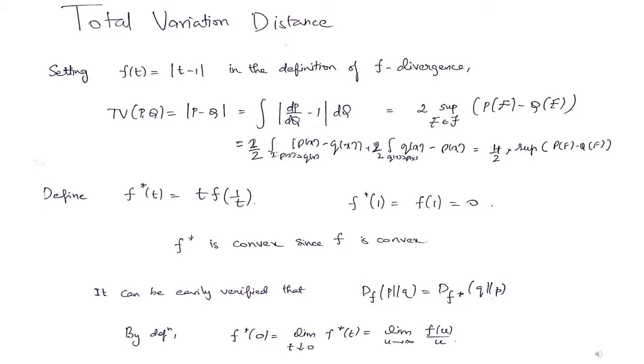Now let's define the perspective function f star of t, which is basically t into f of 1 by t. Since f is convex, f star is also convex. And also, it can be easily verified that f star of 1 equals f of 1 equals 0.